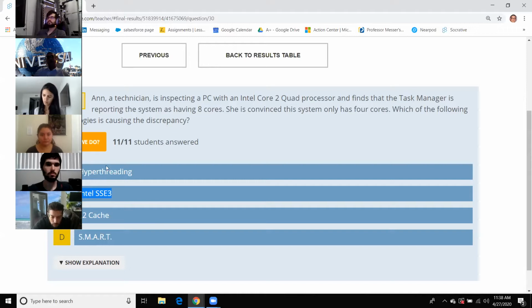Next question. A technician is inspecting a PC with an Intel Core 2 Quad processor and finds that Task Manager is reporting the system as having 8 cores, but she is convinced this system only has 4 cores. Which of the following technologies is causing this discrepancy so that the OS believes that it has 8?